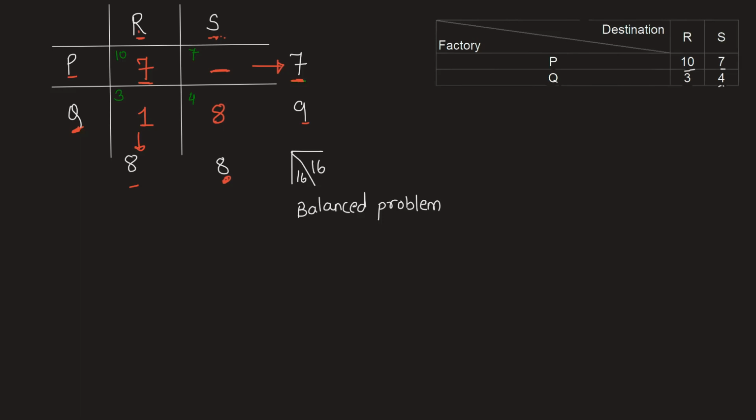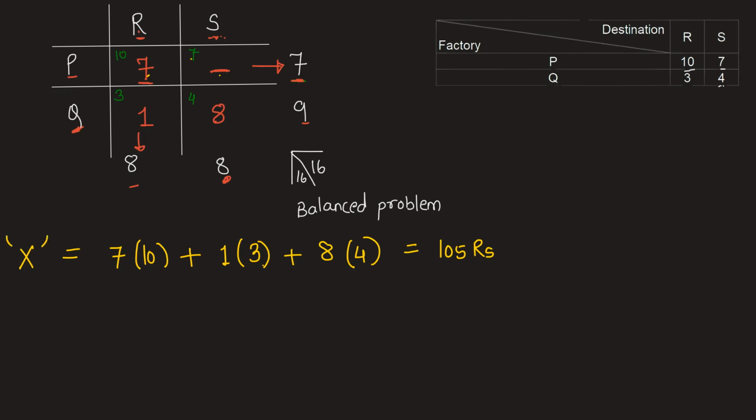We can find out the transportation cost X. So transportation cost X will be 7 units into 10 rupees per unit plus 1 unit into 3 rupees per unit plus 8 units into 4 rupees per unit plus 7 into 0, 0. So this turns out to be 70 plus 3 plus 32, which is 105 rupees. Now this total transportation cost we have found out using northwest corner method, being the basic feasible solution.